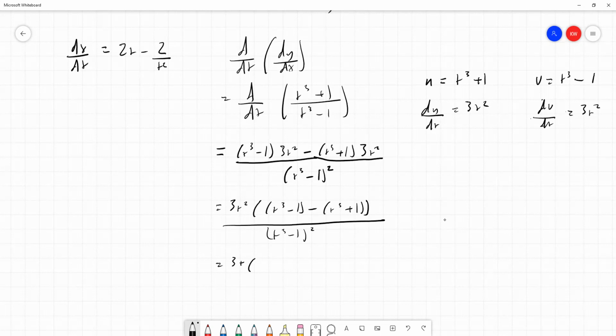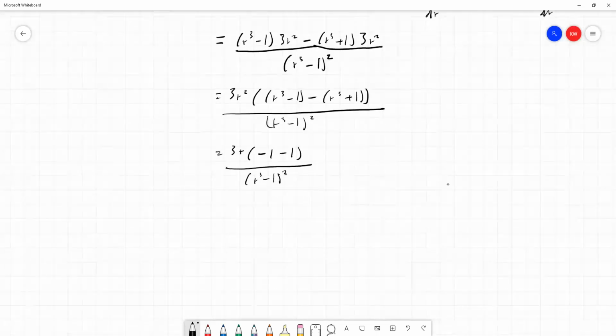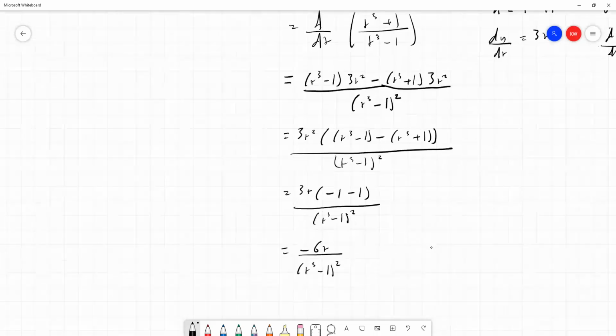So our t cubes are going to cancel, and we're going to be left with minus 1 minus 1 inside the bracket, again over t cubed minus 1 squared. And of course, minus 1 minus 1 is minus 2. That leaves us with minus 2 times 3t squared, which is minus 6t squared, over t cubed minus 1 squared. So altogether, a much less nasty looking function than we began with.